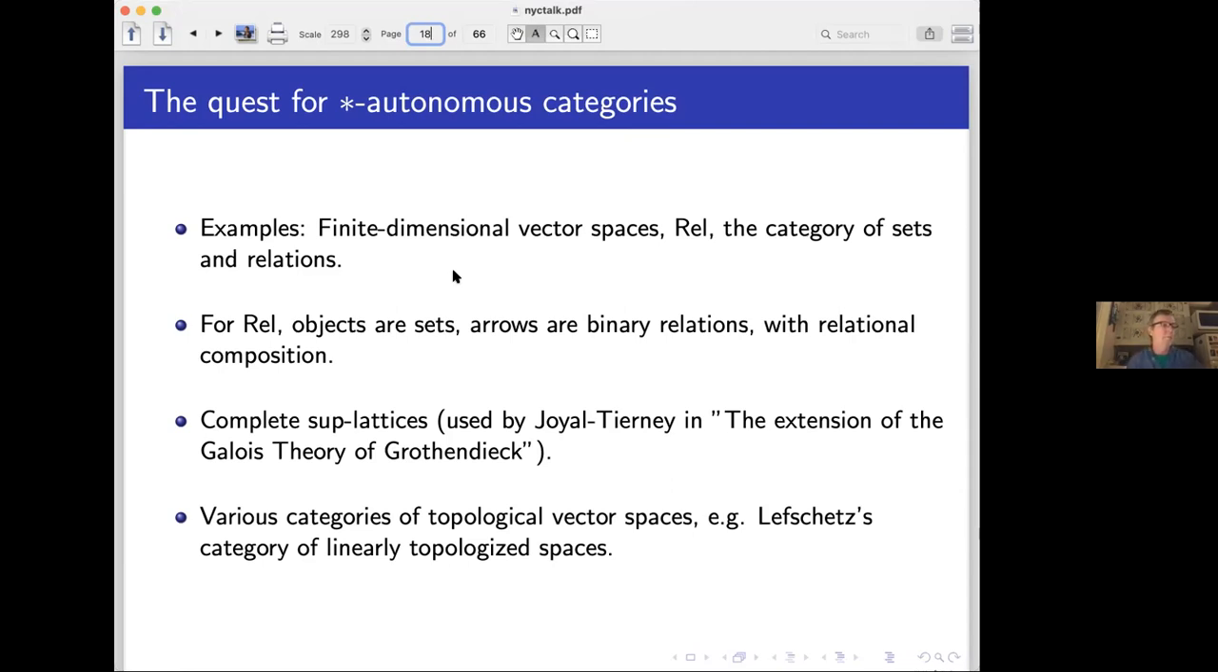And that was first noticed by Lefschetz. And this is one of the categories that led Barr to write down the definition of star autonomous category.